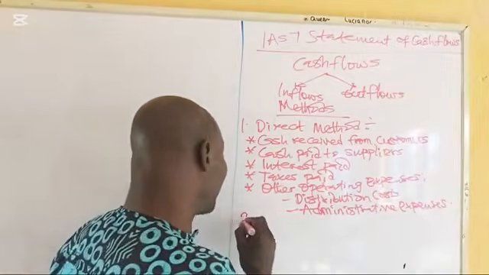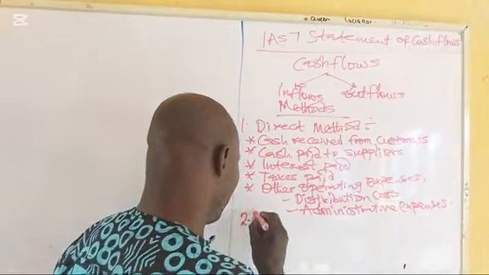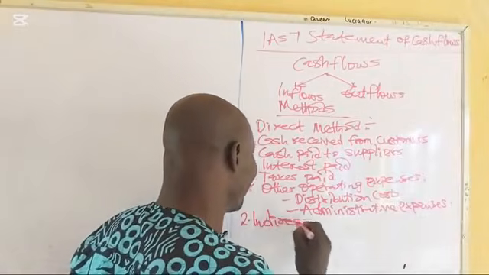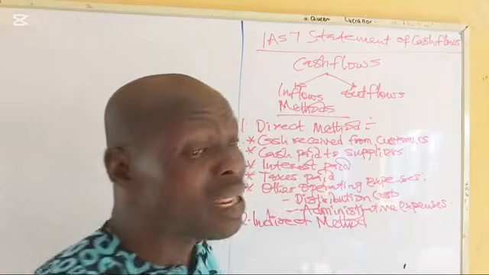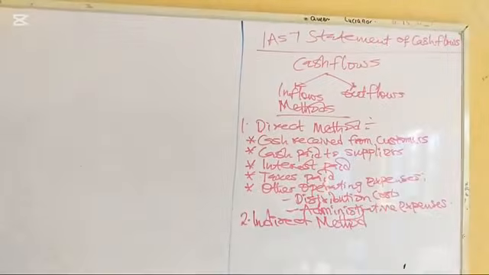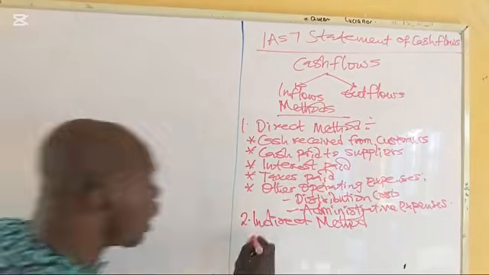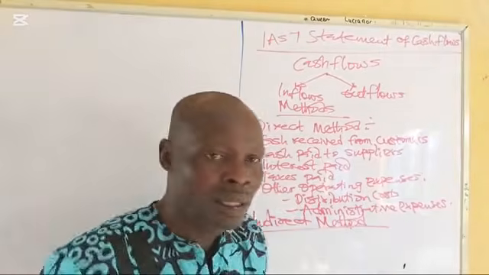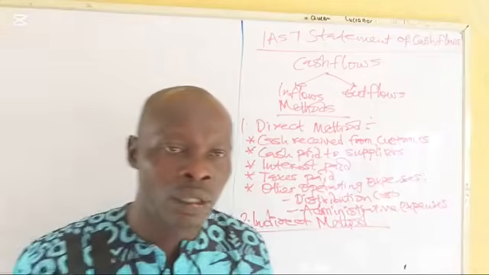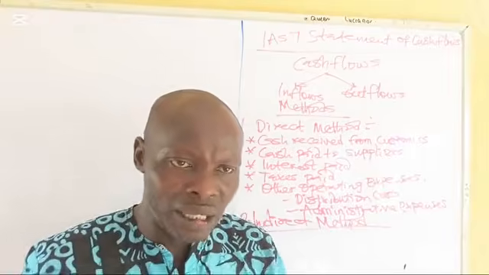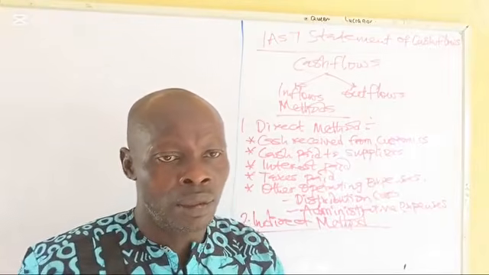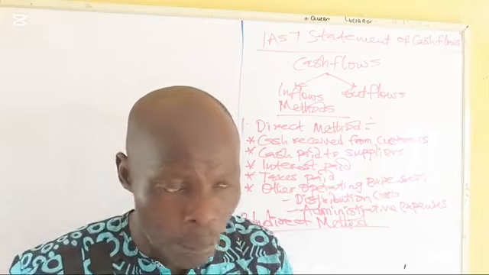The second method is the indirect method. The indirect method reconciles the operating profit with cash flows from operating activity under the heading operating activity.